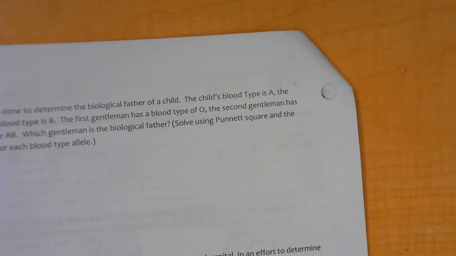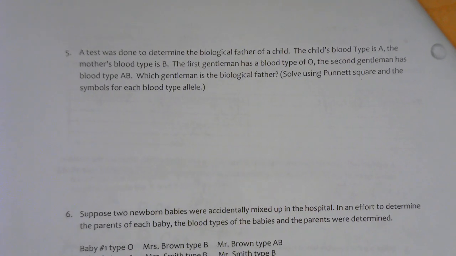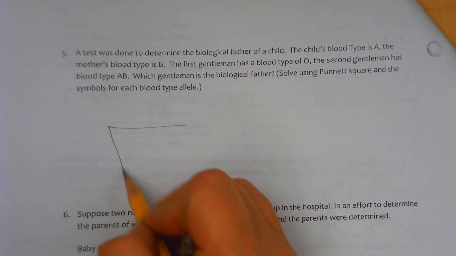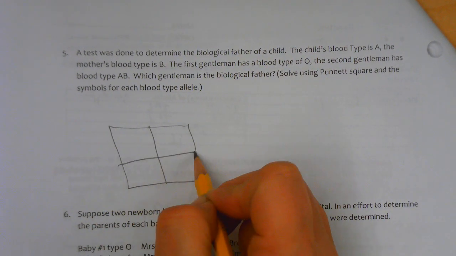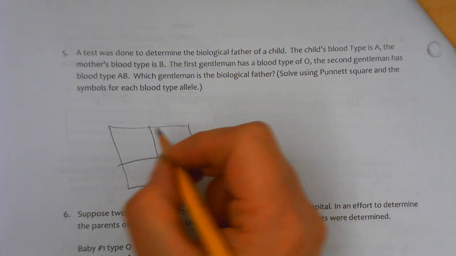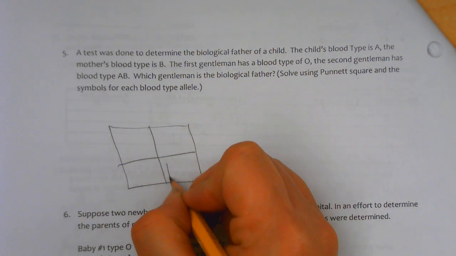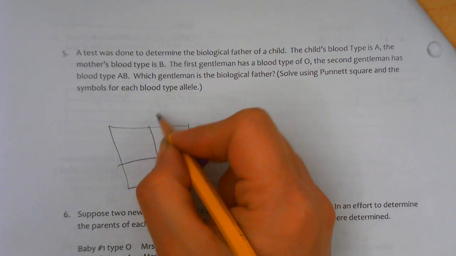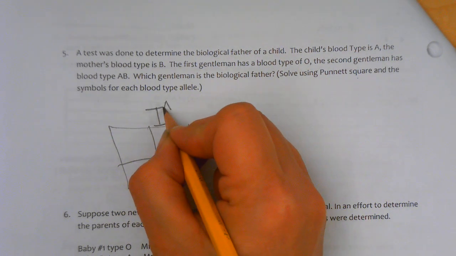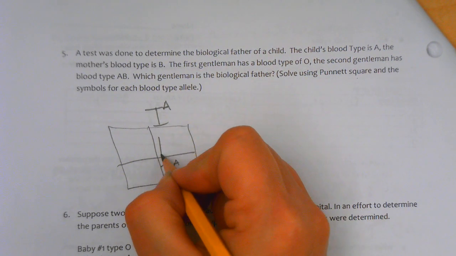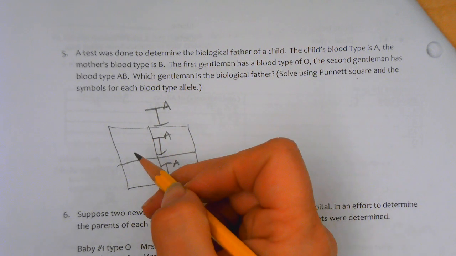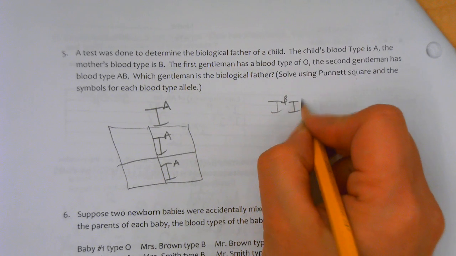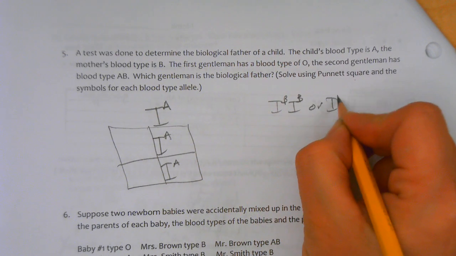A test was done to determine the biological father of a child. The child's blood type is A. The mother is type B. All right, so the child is type A. So the child has an IA. And so that means one of these guys has to have an IA. And I'd imagine this one would too. And the mom is type B. So she's either IBIB or IB little i.